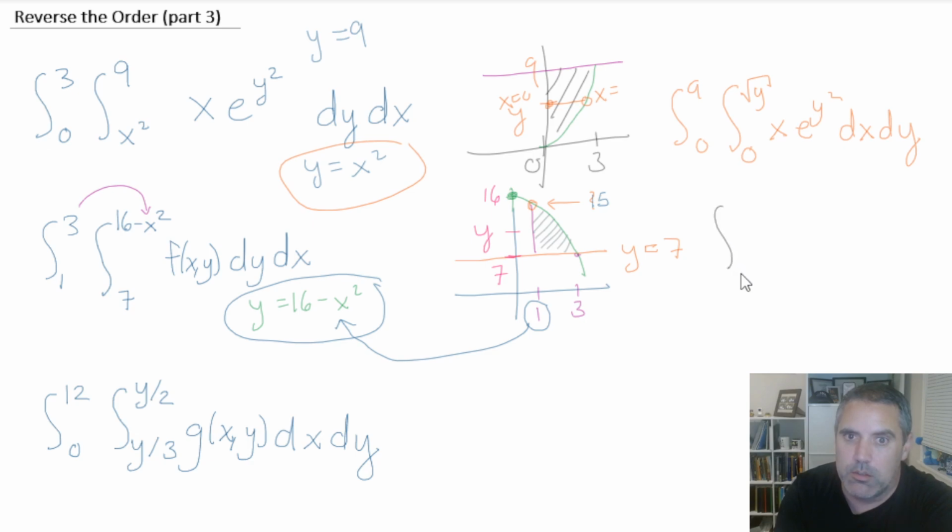Okay, so we're saying the integral from 7 to 15. That's when I'm in this region between there and there. And then I want to do the integral.